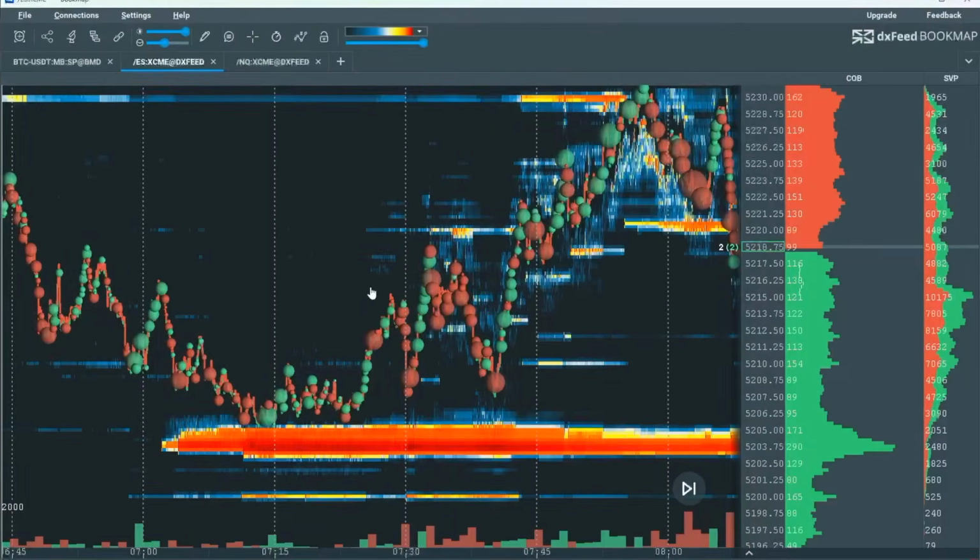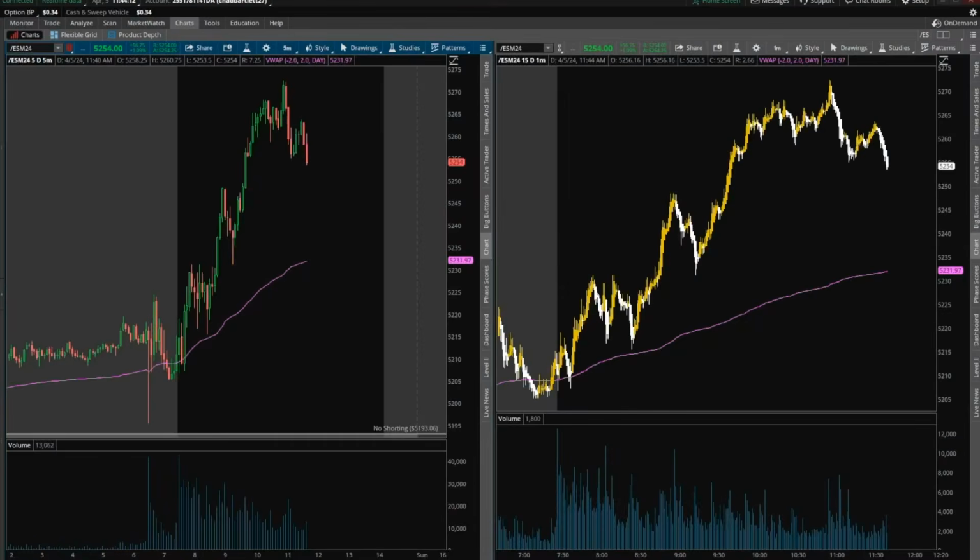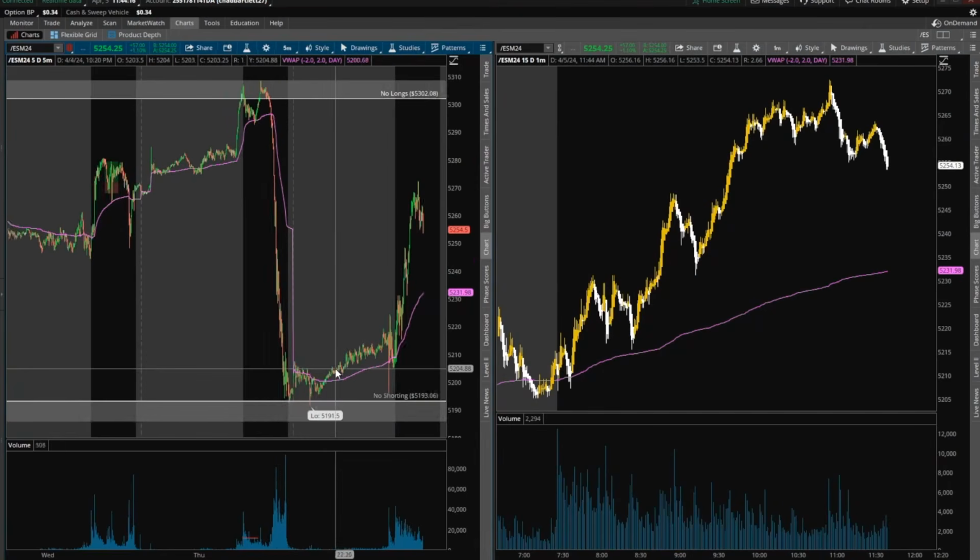So as you can see, this is Bookmap. I have it pulled up. I mainly trade the S&P 500 on here. And if we pull up the actual charts, as you can see, this is what the S&P 500 looked like when the market first opened.